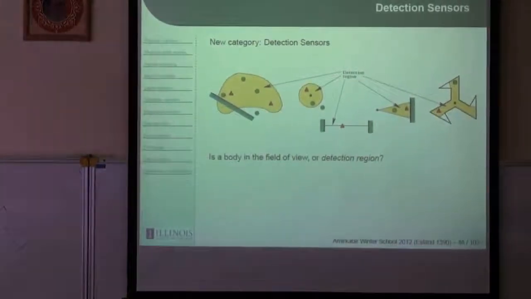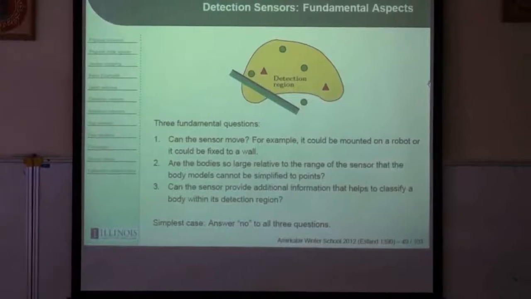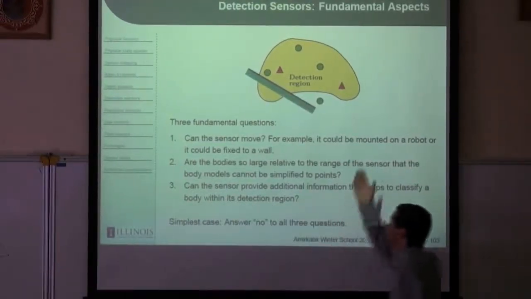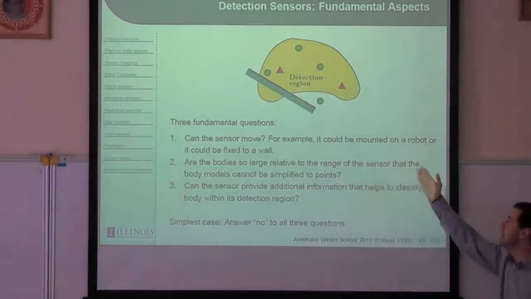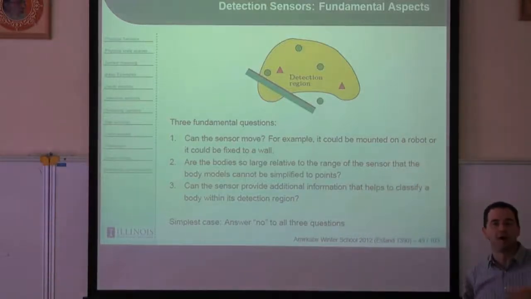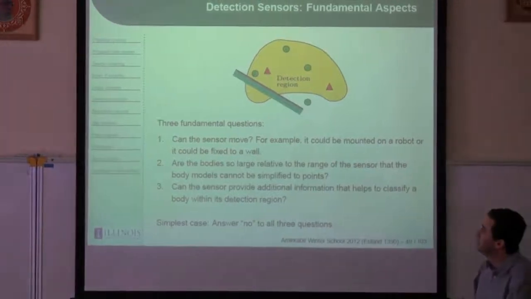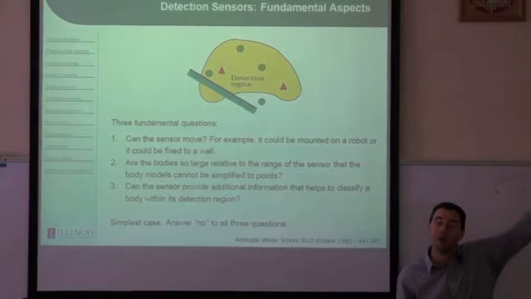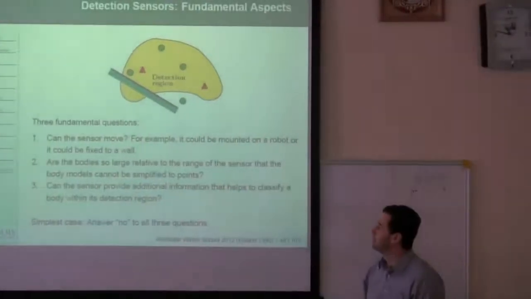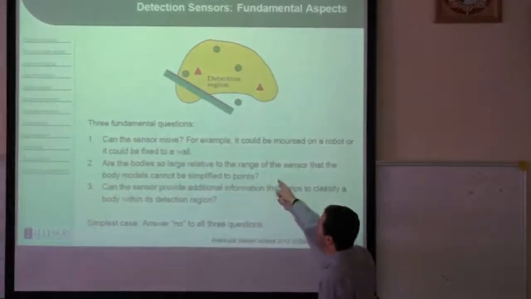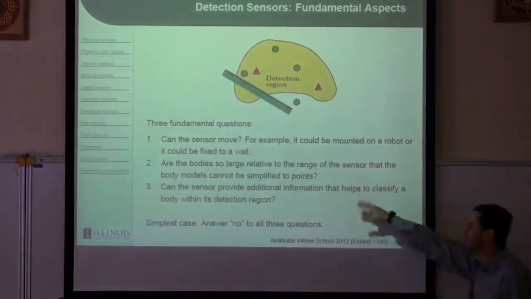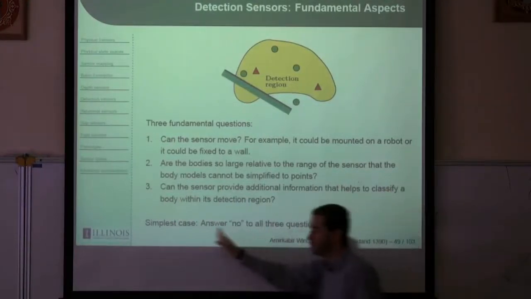So, detection sensors. Here are some fundamental questions as we try to categorize these different kinds of sensors. Can the sensor move? Maybe I can put my detection sensor on a robot and carry it around like a camera that sweeps around. That's how it looks in pursuit evasion. Or maybe the camera is fixed to the wall, up in the corner, and it observes all the time from the same position. Are the bodies so large relative to the range of the sensor? This is another important issue. Three fundamental questions. And the simplest case is when the answer is no to all three of these.